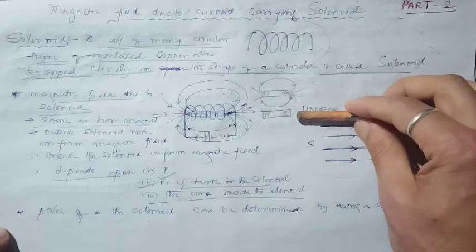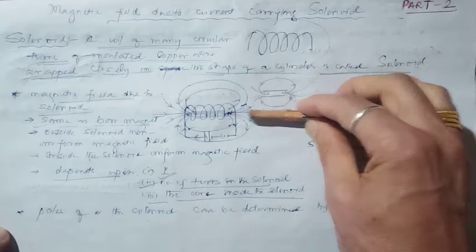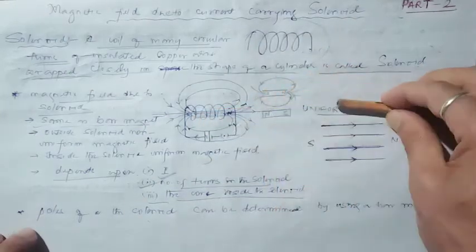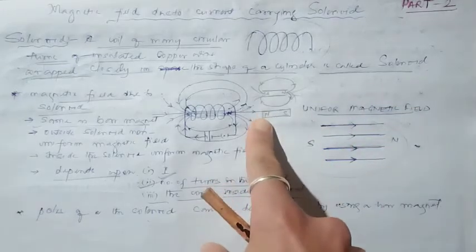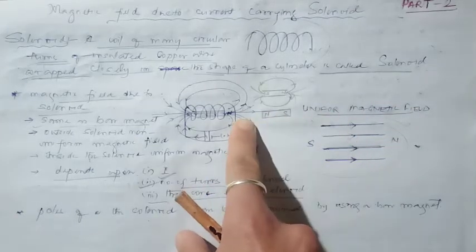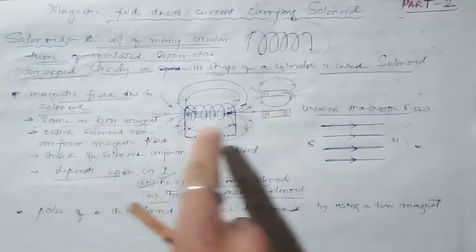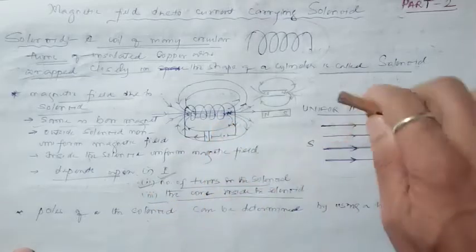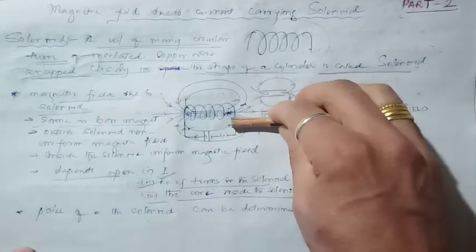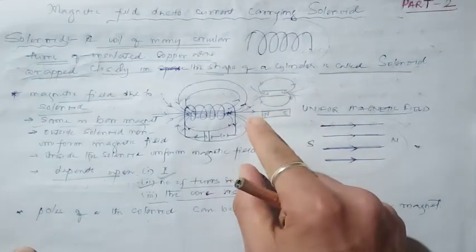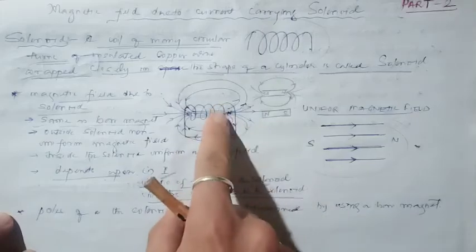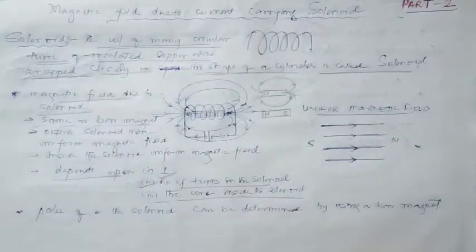If I bring this bar magnet close to this solenoid, two possibilities will be there. Either this bar magnet will be attracted or it will be repelled. So now I know this end is the north pole. If this is attracted inside the solenoid, of course this end of the solenoid will be south pole. But suppose I bring this bar magnet and find it is repelled, that means this end of the solenoid will be the north pole. That's how we determine practically, experimentally, the polarity of the solenoids.